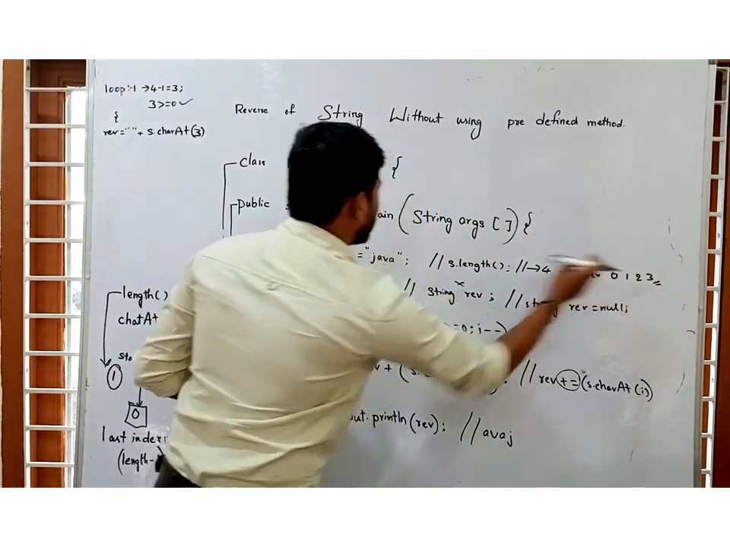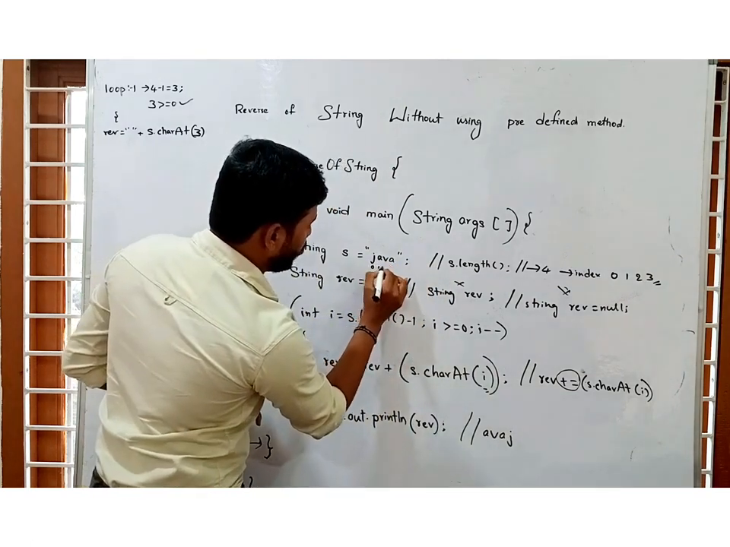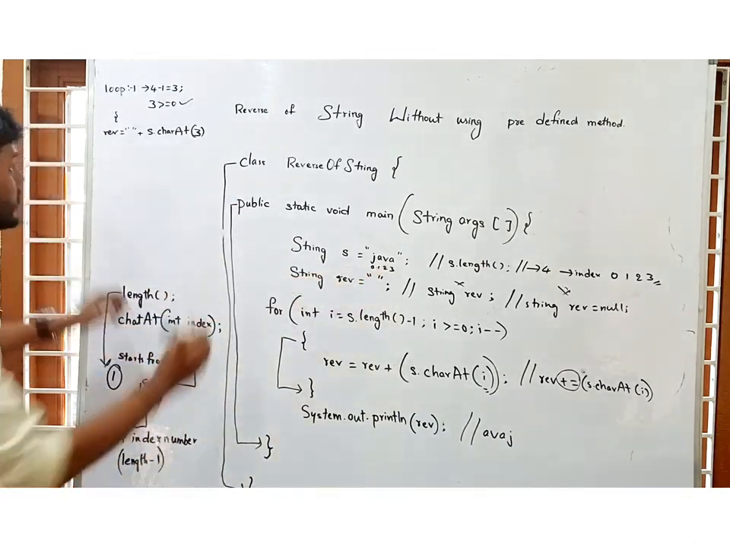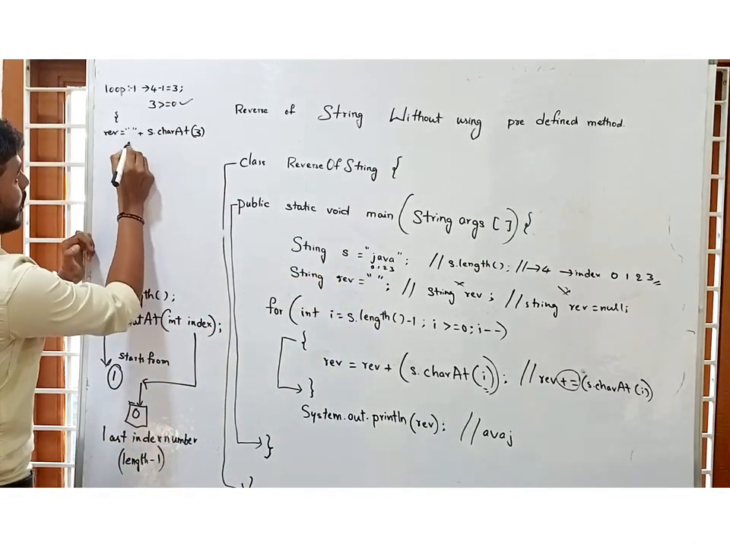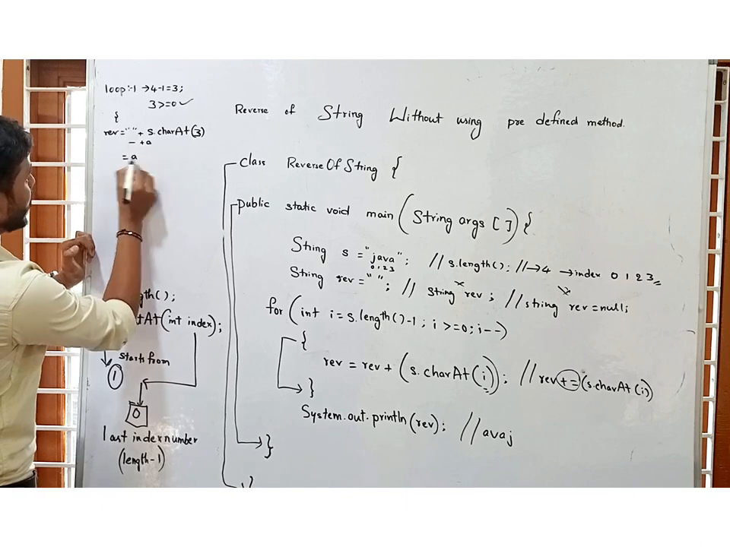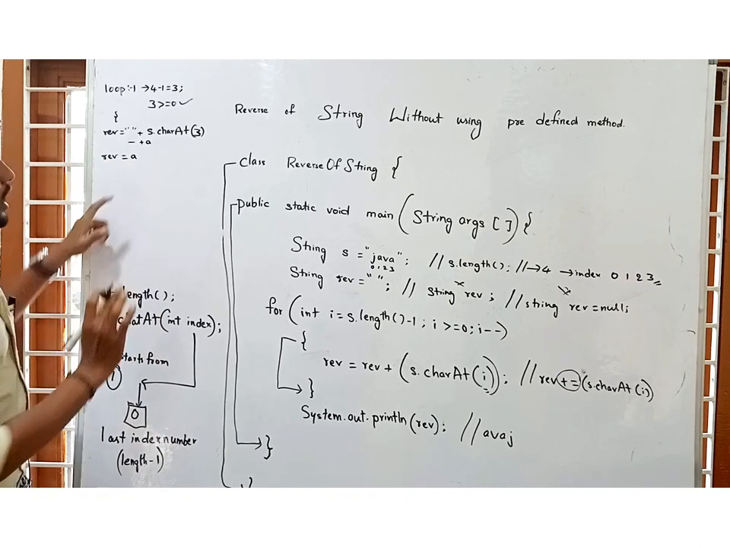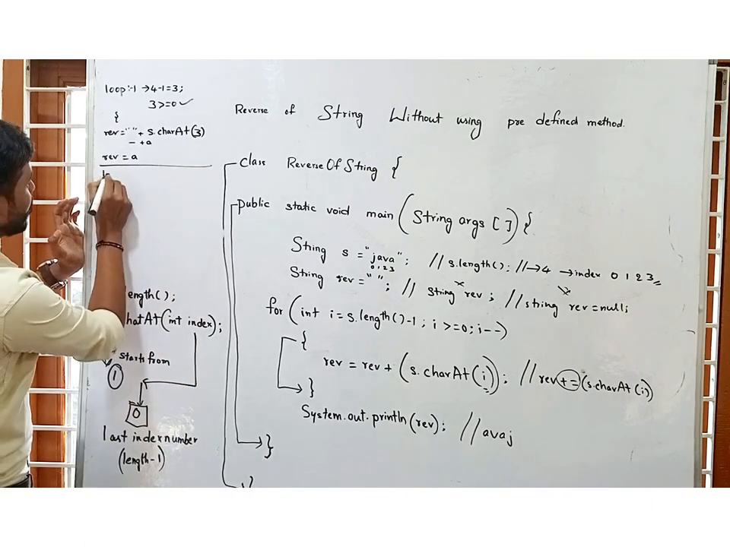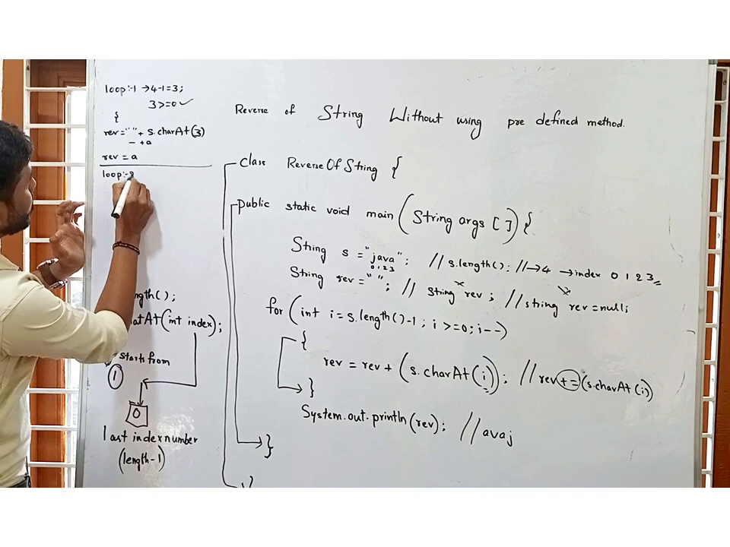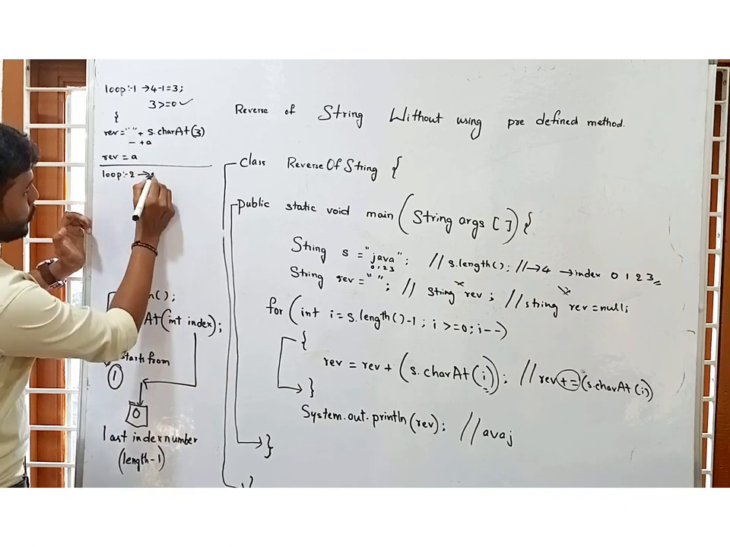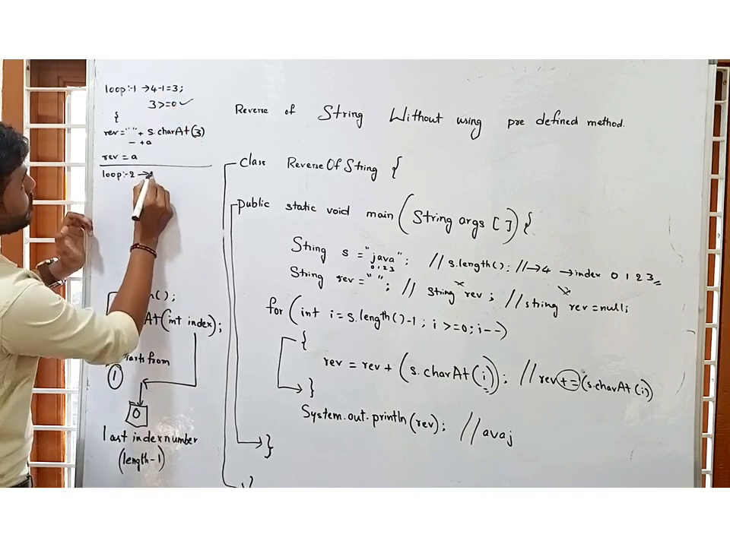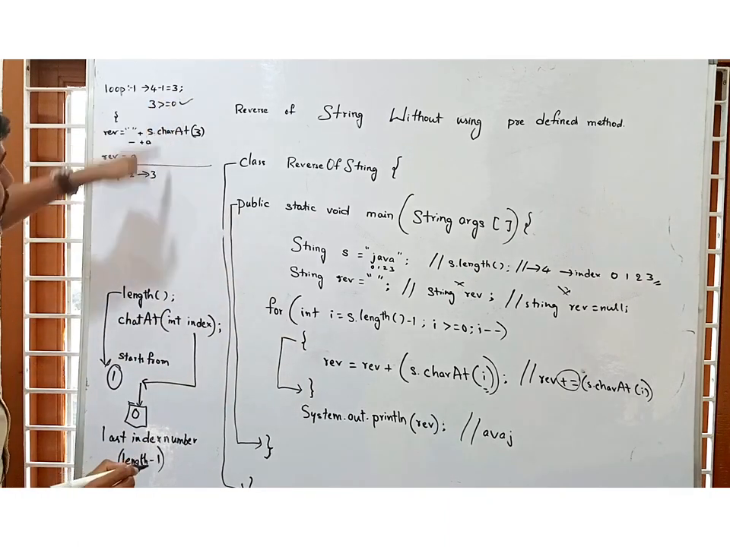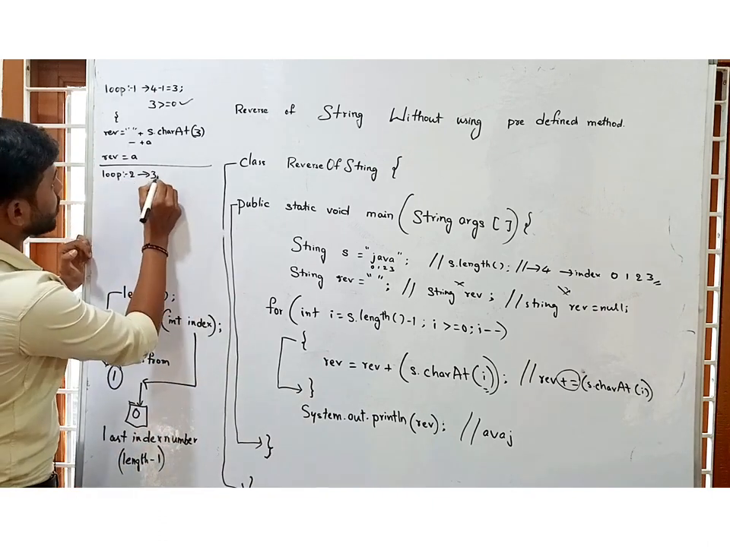Now let us see. What is the index value here? 3. In the 3: 0, 1, 2, 3. In the third place, which character is it? A. Null plus A equal to A. Now reverse value equal to A. Again it will enter into the loop 2. In that loop 2, now what is the I value? Before, the value was 3.